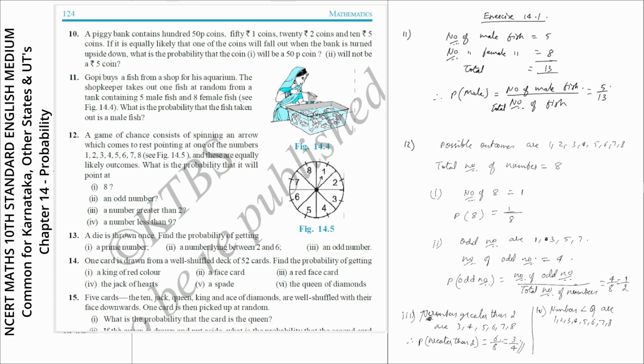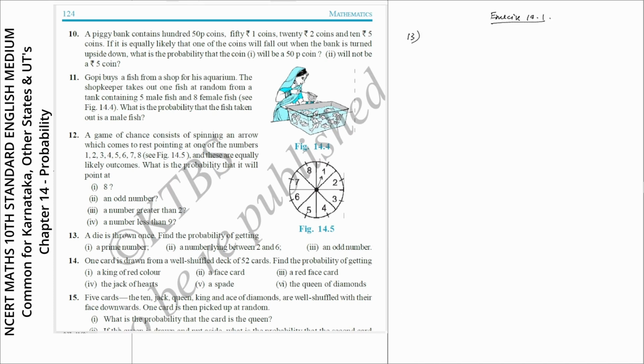Therefore, the probability that the arrow points to a number which is less than 9 will be equal to the number of numbers less than 9, that is 8 numbers, divided by the total number of numbers. The total number of numbers is 8, so 8 by 8 is 1. So this is actually a sure event.